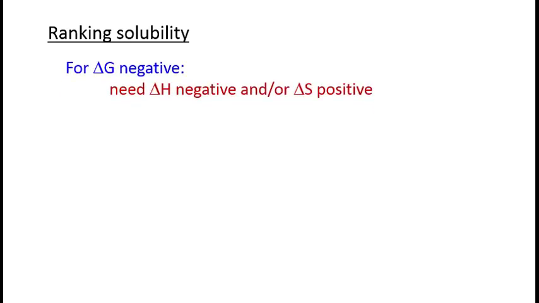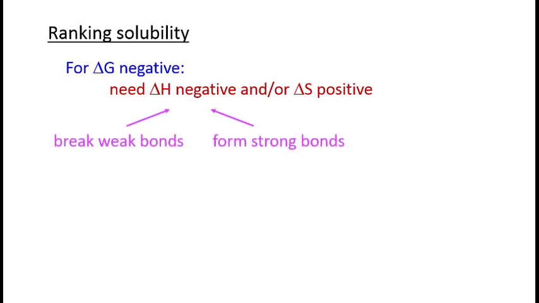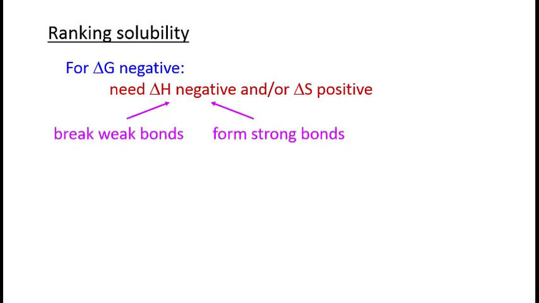In order for a material to be soluble, delta G of solution needs to be negative. In general, to get a negative delta G, you need delta H to be negative and/or delta S to be positive. From our discussion of bond strengths and enthalpy, a negative delta H is more probable if we are breaking weak bonds or forming strong bonds.